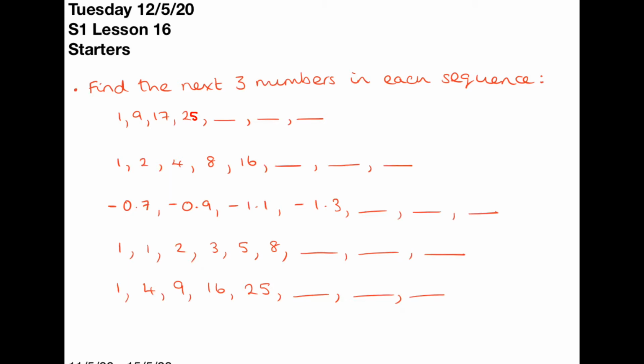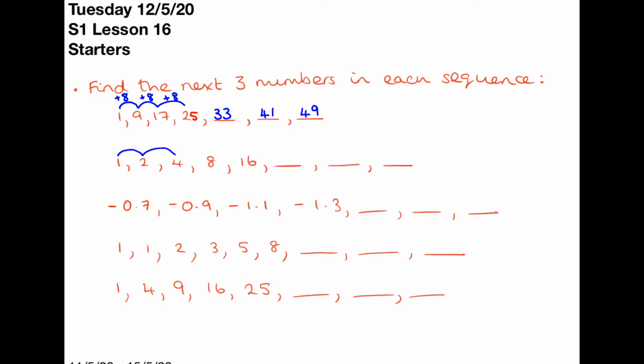So first sequence, we're going up, aren't we, each time? We're going up by the same amount each time because we're adding 8 and adding 8 and adding 8. So if we add 8 onto 25, we get 33. Add 8 is 41, and add 8 is 49. So if I'm going through these a bit quick, remember you can just pause the video until you've thought of the answers.